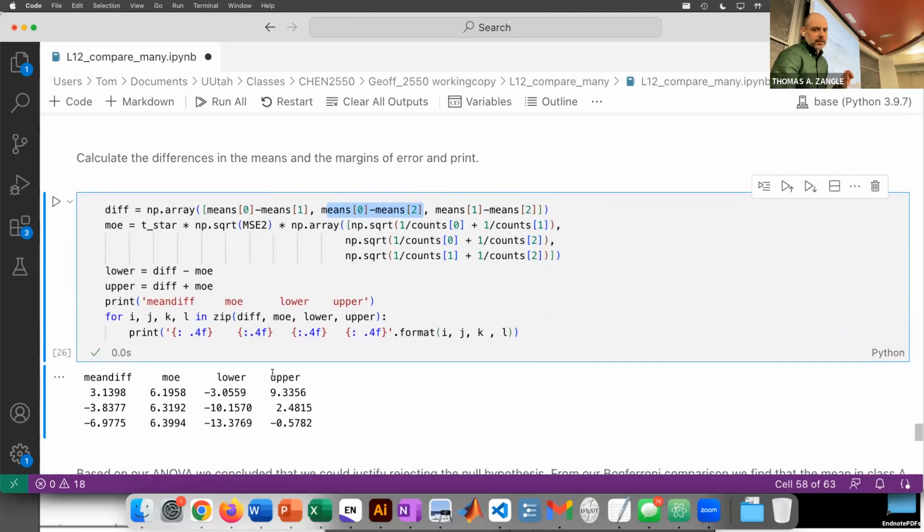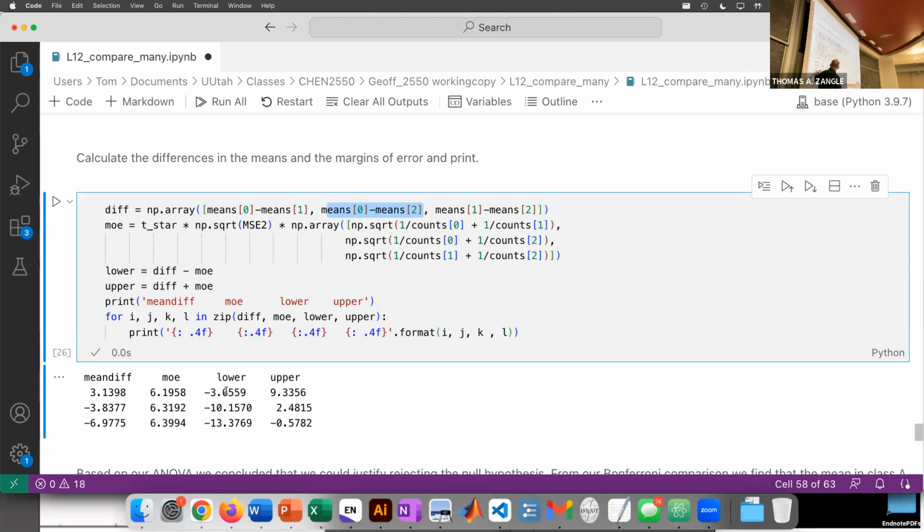And then we're using that to compute a lower and an upper bound, a 95% confidence interval, on those differences between the means. So again, A to B, A to C, B to C. And what we see is that the means are not all the same. There's a difference between all the different groupings, the different individual sets of means.